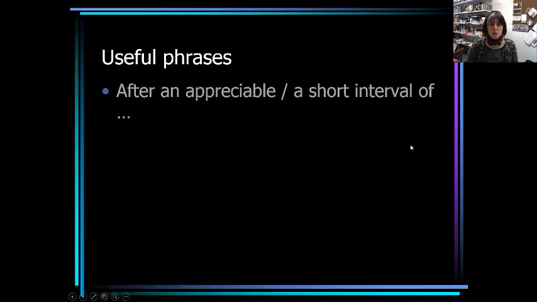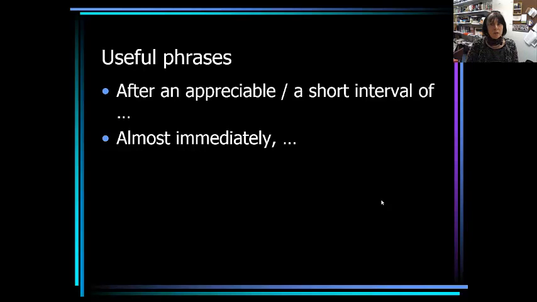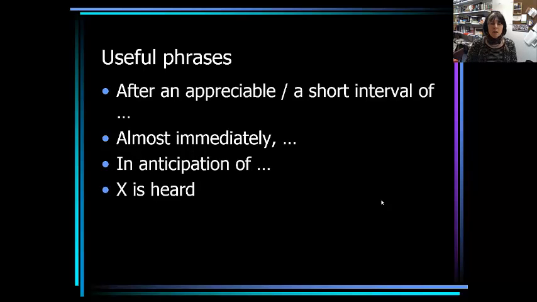Other things which are useful include after an appreciable or a short interval of whatever sound, so friction, for example. Almost immediately something happens, so if we have a nasal approach, for example, almost immediately the velum closes in anticipation of the following plosive or obstruent consonant. In anticipation of, that's the next phrase. Also X is heard, so what it is you can hear, and Y terminates, so for example voicing terminates at the end of a word.